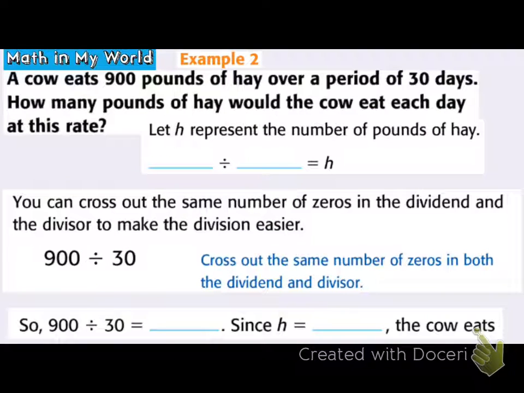All right, math in my world. We're on example 2. A cow eats 900 pounds of hay over a period of 30 days.